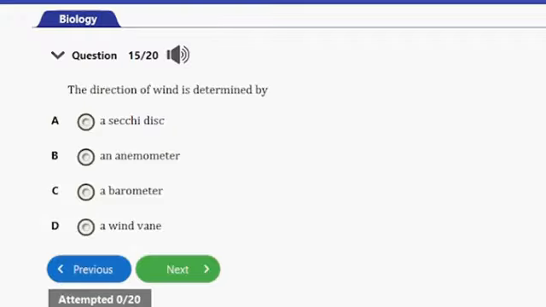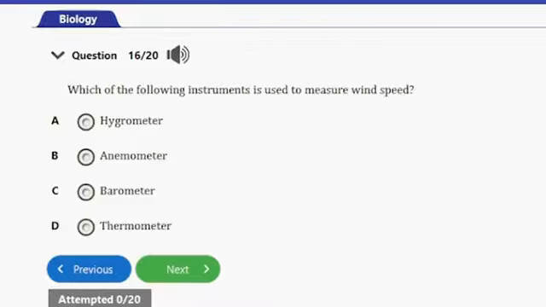Question number 15. It says, the direction of wind is determined by A, a Secchi disc, B, an anemometer, C, a barometer, and D, a wind vane. So guys, the answer to this question is option D, and that's the wind vane. The wind vane is used to determine the direction of wind. So let's consider the next question.